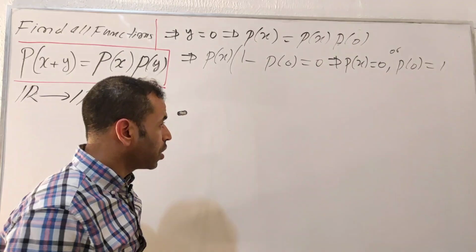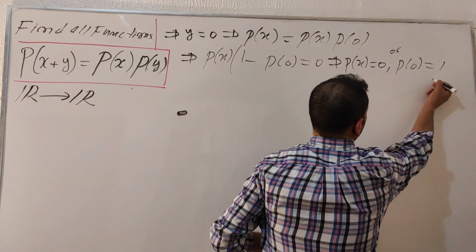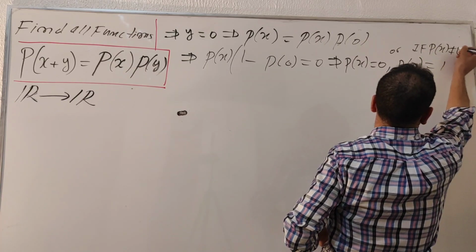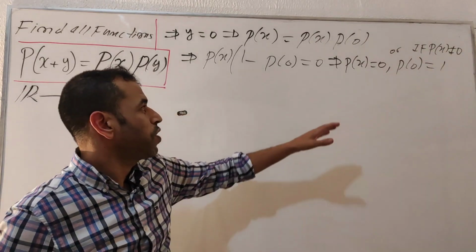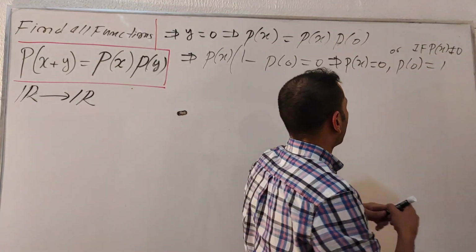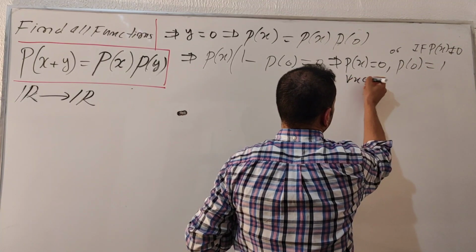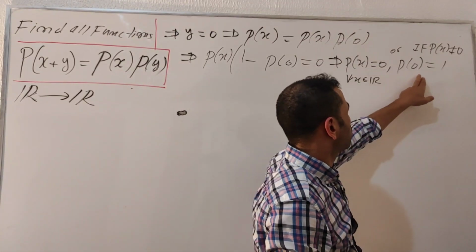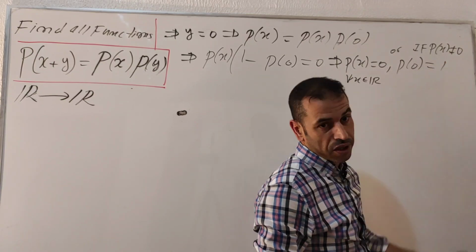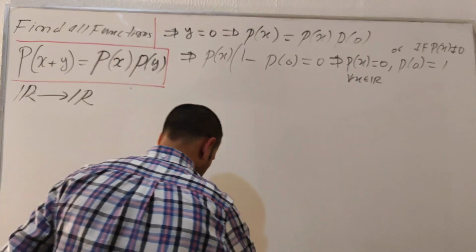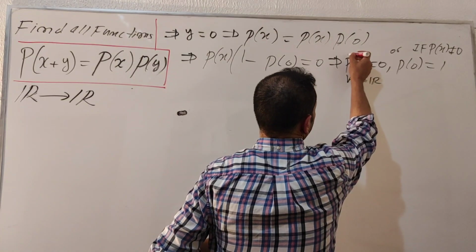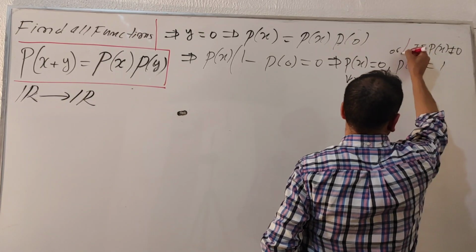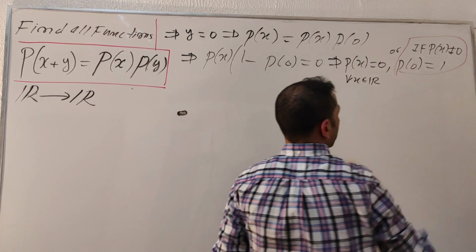Now when P of 0 equals 1, if P of x is different than 0. Now if P of x equals 0 for all x values, as I remember, because we are dealing with a number here, this is P of 0 equals 1 when we have P of x different than 0. Now let's work on this case. This one is not going to give us anything now. Since we have P of x different than 0, we will have a lot of work on that one right here.